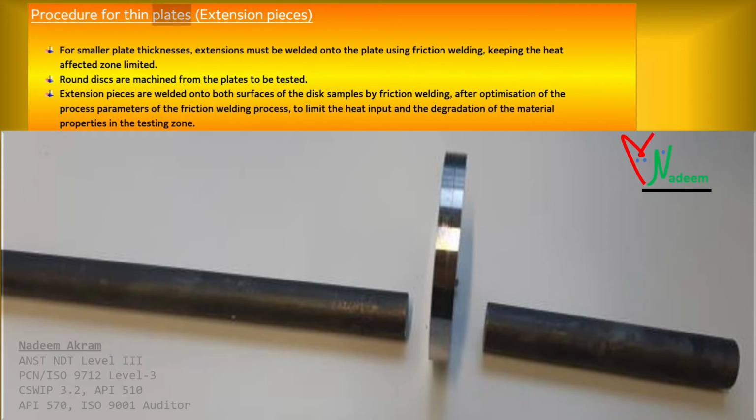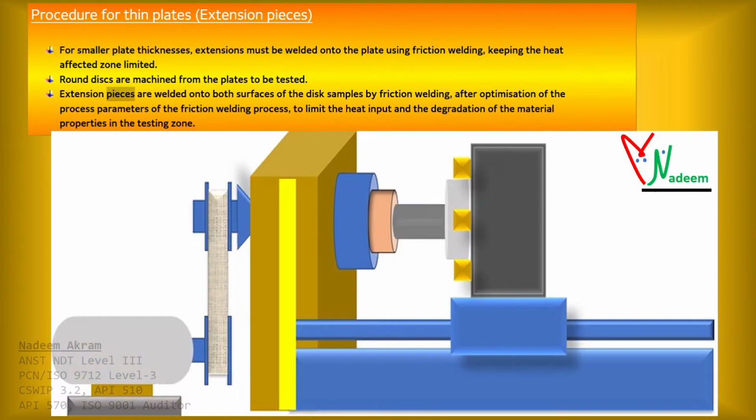Procedure for thin plates, extension pieces. For smaller plate thicknesses, extensions must be welded onto the plate using friction welding, keeping the heat-affected zone limited. Round discs are machined from the plates to be tested. Extension pieces are welded onto both surfaces of the disc samples by friction welding, after optimization of the process parameters of the friction welding process, to limit the heat input and the degradation of the material properties in the testing zone.